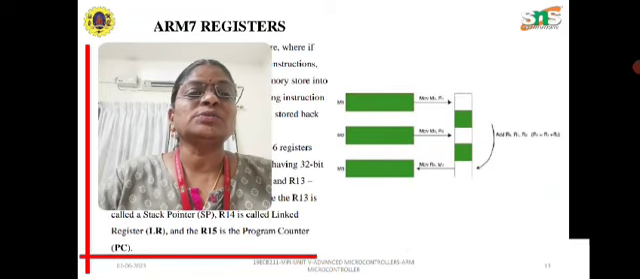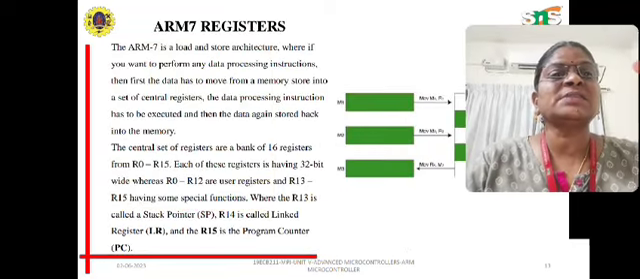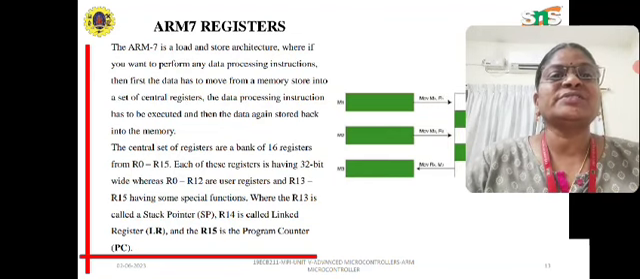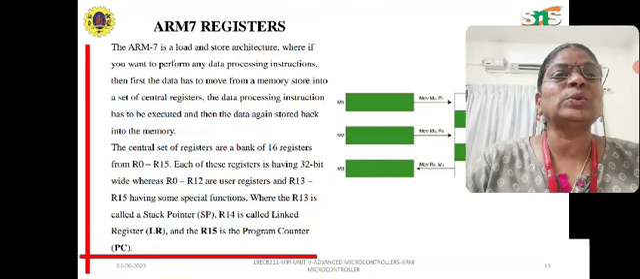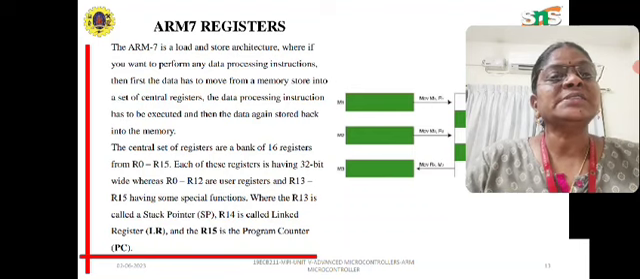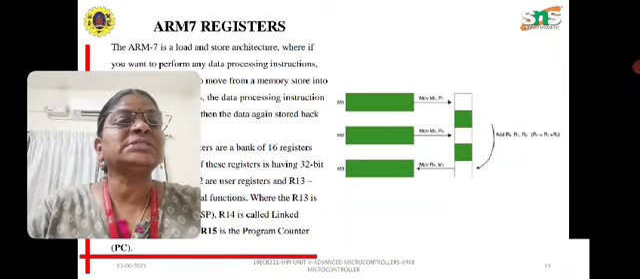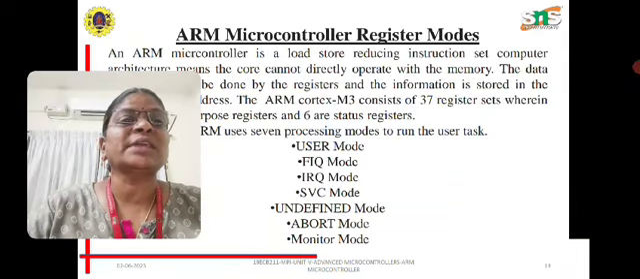Here we also have registers in ARM, like general purpose registers and special function registers. The ARM7 is a load and store architecture, where if you want to perform any data processing instructions, then first the data has to move from memory into a set of central registers. Then the data processing instruction is executed, and the data is again stored back into memory. So this is all about the registers, and we have two types here.